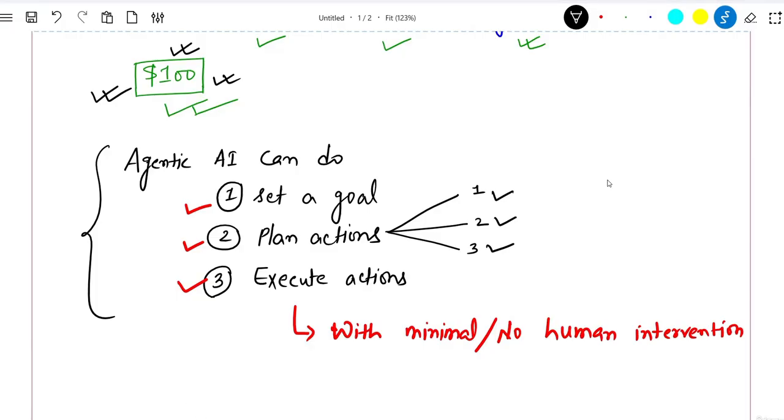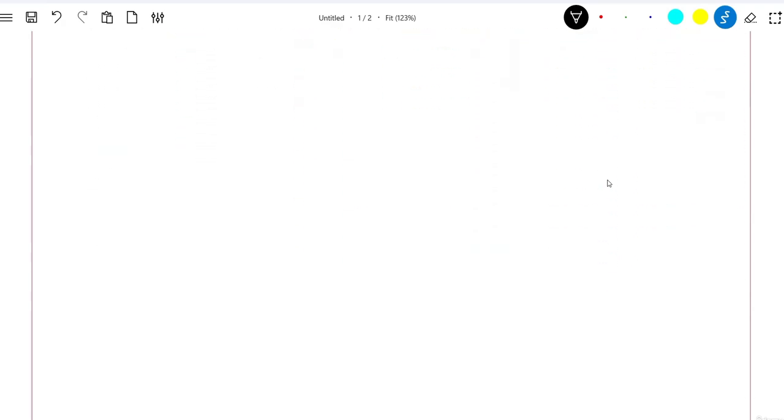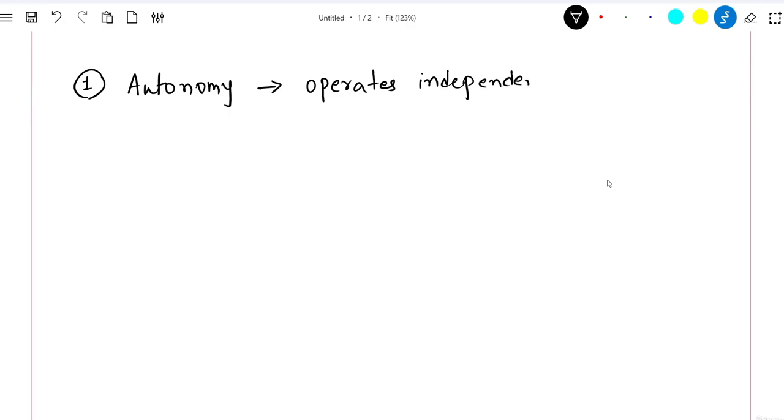On this definition, let's try to understand some key characteristics of agentic AI. The first key characteristic of agentic AI is that it is an autonomous system. So the first key characteristic is autonomy. As I was explaining in the example above, it operates independently, or with very minimal human intervention to no human intervention. What makes agentic AI special is the capability of operating independently.